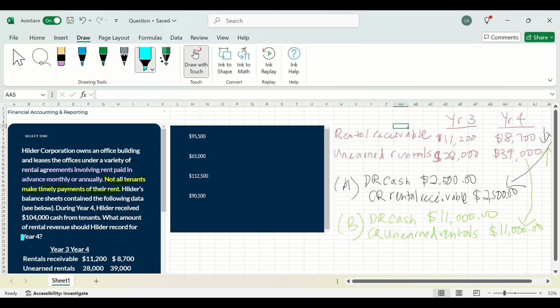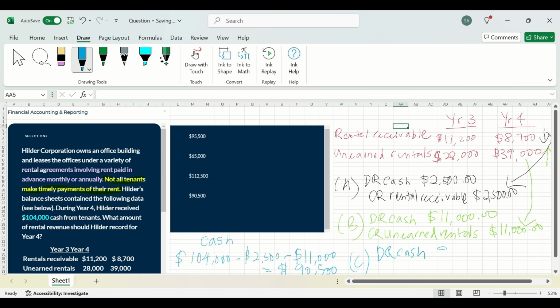We know in year 4, the company received $104,000. After journal entries A and B, there is a balance of $90,500. This balance of $90,500 will be reflected by journal entry C. Debit cash $90,500. Credit rental revenue $90,500.